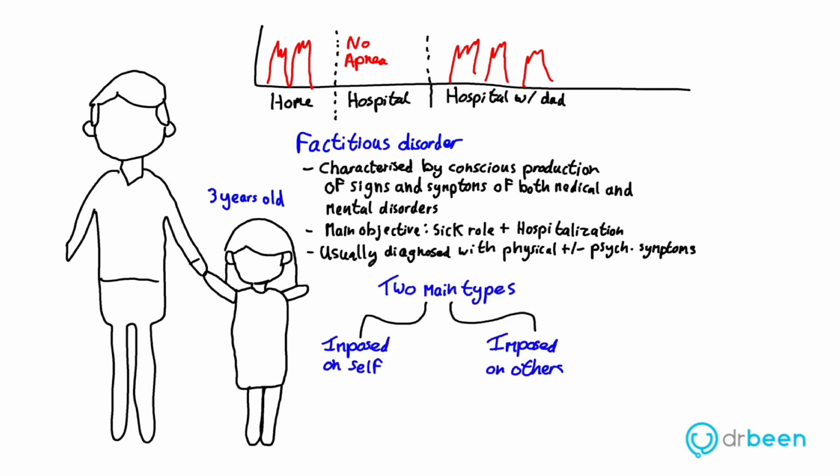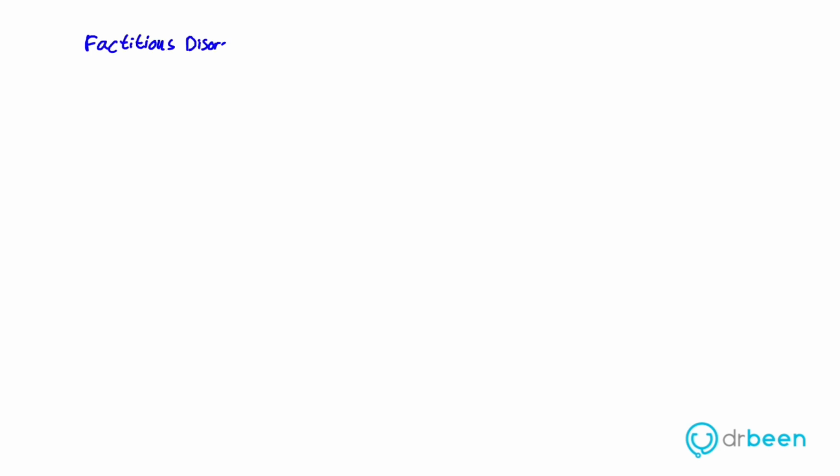imposed on self and imposed on others. So in terms of risk factors and epidemiology of factitious disorder, it is seen more commonly in women and commonly in healthcare workers. As children, many of the patients suffer abuse that results in frequent hospitalization, thus the need to assume the sick role. Typical symptoms may be the following.